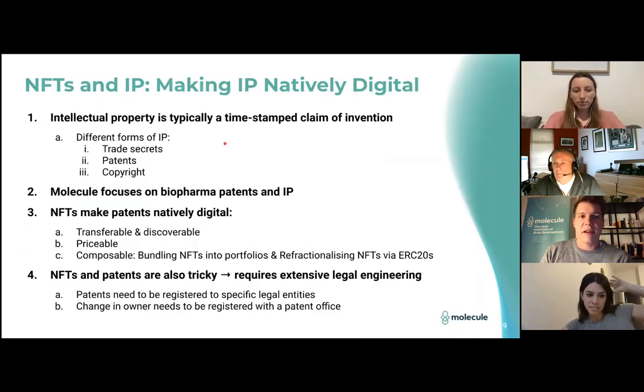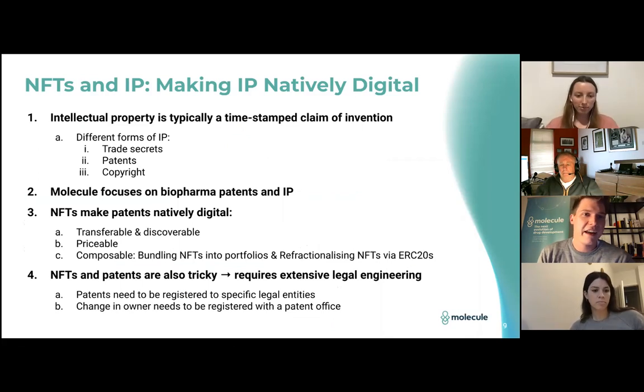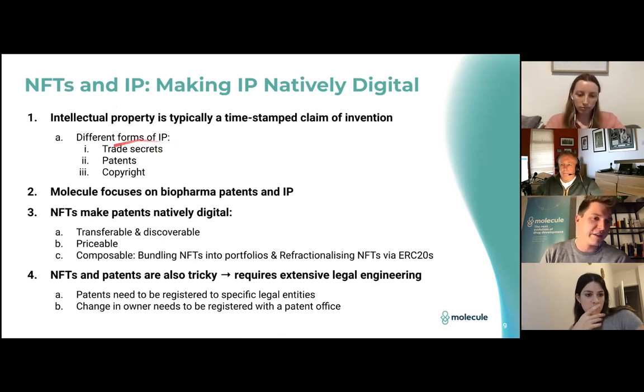Cool. So NFTs and IP are a really interesting technical combination, and it's already very much being done at scale. If you think it through, CryptoKitties are essentially IP. Artwork is IP. So we have different forms of IP, but intellectual property is typically a time-stamped claim of an invention or a creation. And there are very different forms of IP. This is a non-exhaustive list: trade secrets, patents, copyright.